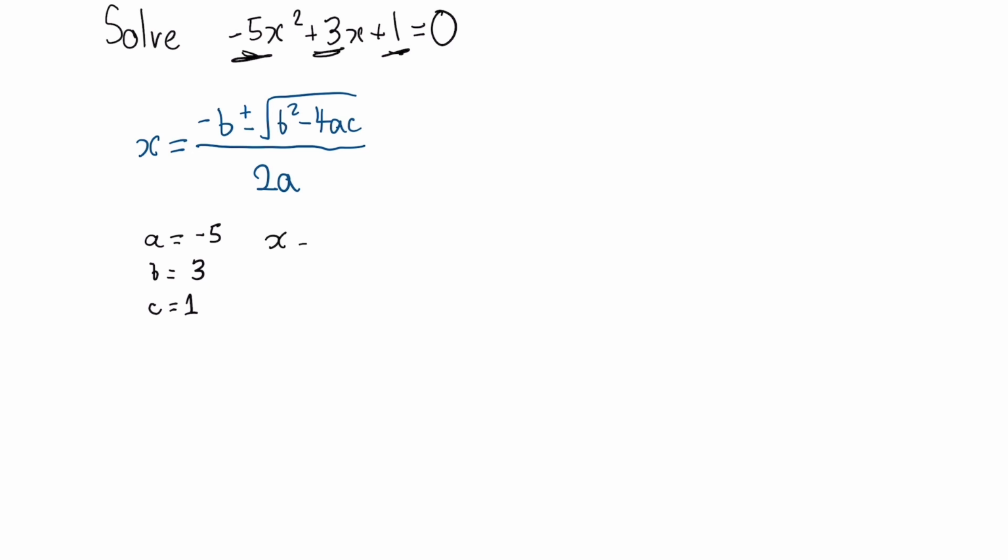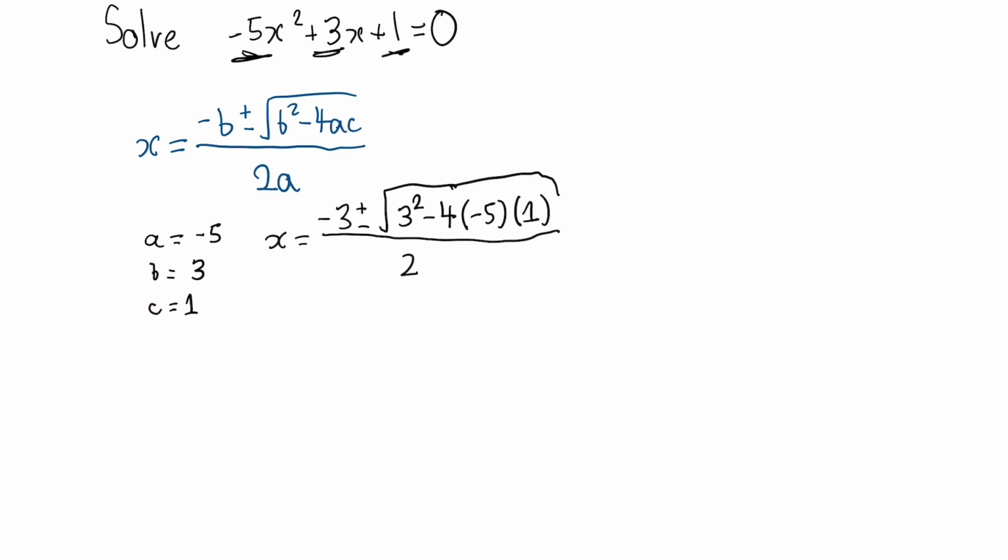All we need to do is plug into our formula. So we have x is equal to minus b, which is 3, plus or minus the square root of b squared, so 3 squared, minus 4 times a, which is minus 5, and c, which is 1. Now, the reason I put the 4ac in brackets is to not get confused with the minus symbols, as you can make mistakes that way otherwise. And this is being divided by 2 lots of a, so 2 lots of minus 5.